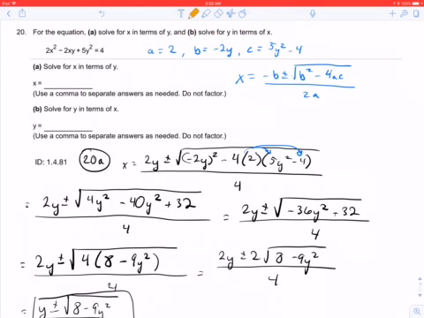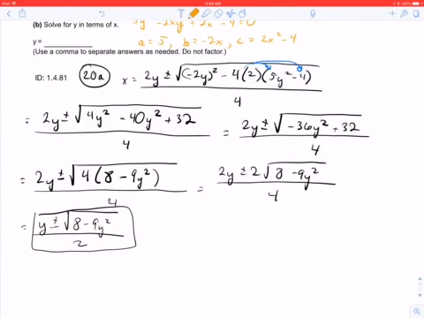So let's put it in the proper form, right? So let's say 5y squared minus 2xy. If we subtract the 4, we're going to have plus 2x squared minus 4 equals 0. So then from here we see that our a is 5, our b is negative 2x, and our c is 2x squared minus 4. Okay, so then let's plug that into our quadratic.